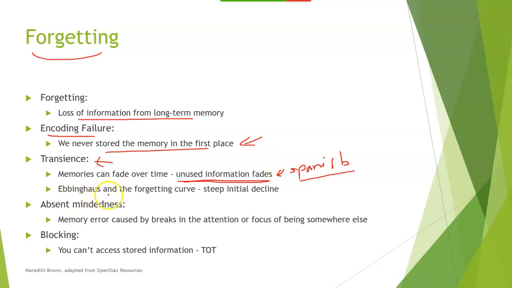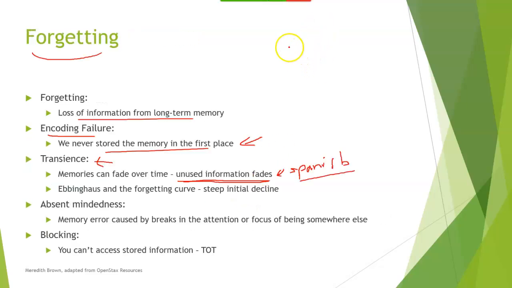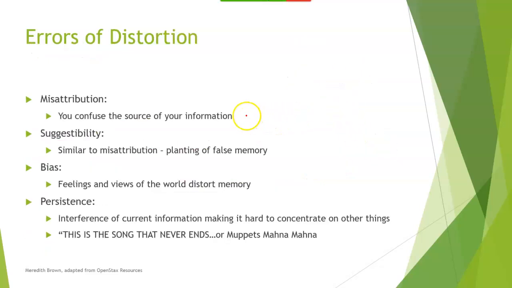Ebbinghaus and the forgetting curve. This is a steep decline. You can look at the picture in your textbook. But with Ebbinghaus, you have 100 terms that you're remembering. Within a few seconds, it is on rapid decline. By 30 seconds, you've lost all 100 terms.